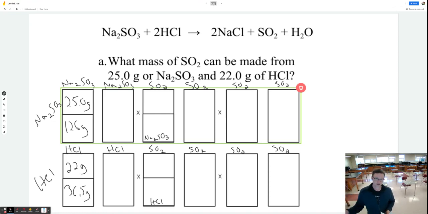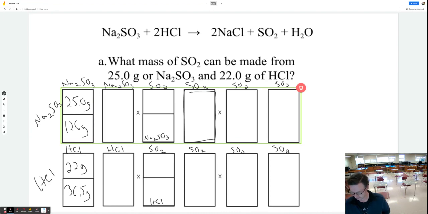Now you could run these completely through one by one, do the top one first, then start to do the bottom one. I prefer to do them in parallel because once I get to the mole box, the first one after the mole ratio, that number will tell me which one is going to be the limiting reactant. So we'll get to that in just a second.